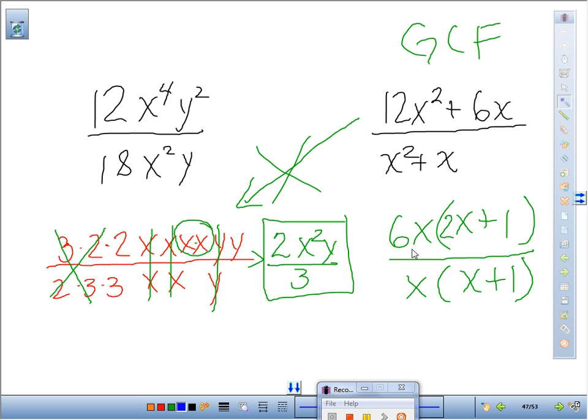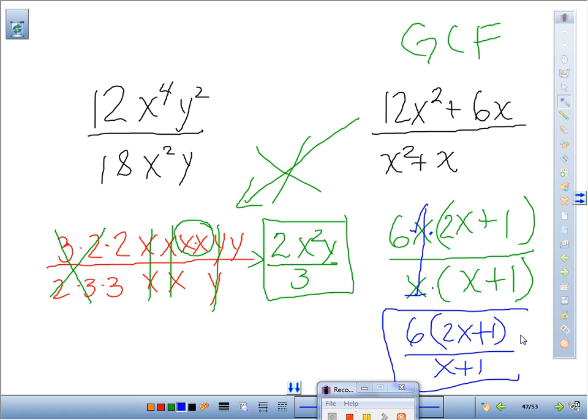Now, let's see. What operation is in between the 6, the x, and the parentheses? Multiplication. What operation is between the x and the parentheses? Multiplication. That's why we are able to do this. What do we have left? 6 times 2x plus 1 over x plus 1. And we're done.